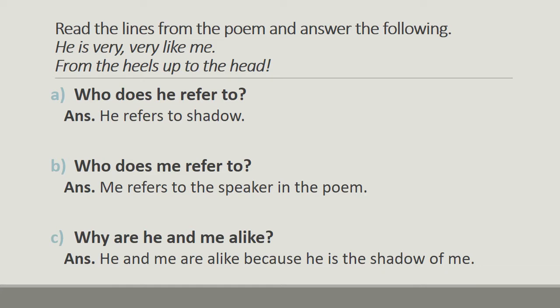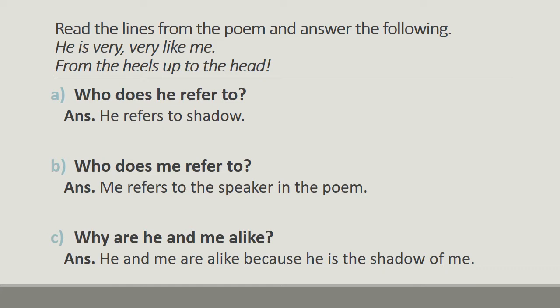Next exercise, read the lines from the poem and answer the following. The lines are, he is very, very like me from the heels up to the head. Question, who does he refer to? He is very like me. So he refers to shadow. Second question, who does me refer to? Me refers to the speaker in the poem or the poet.